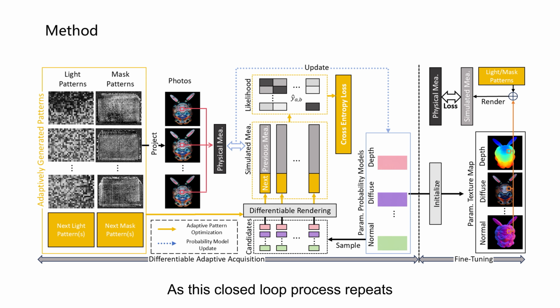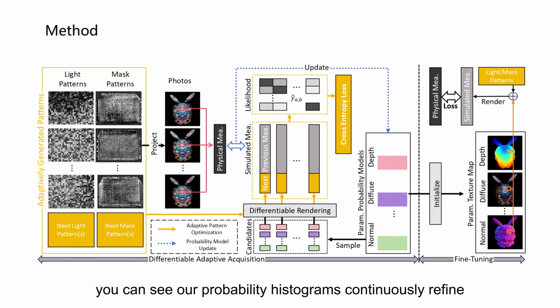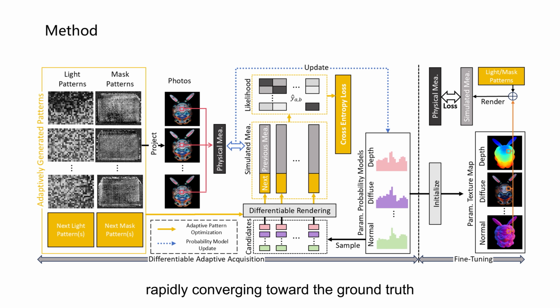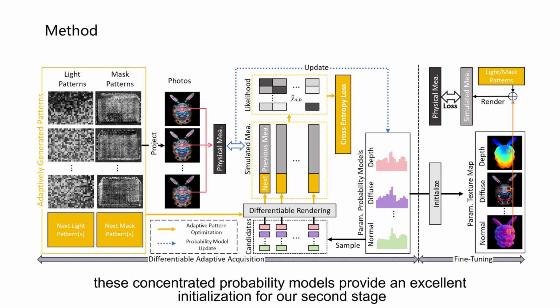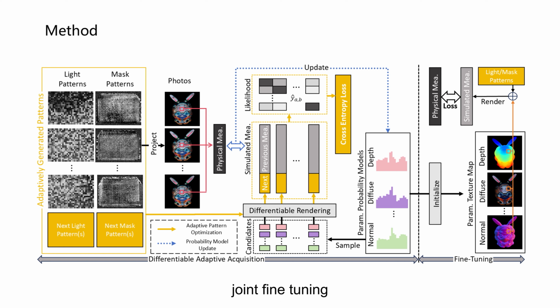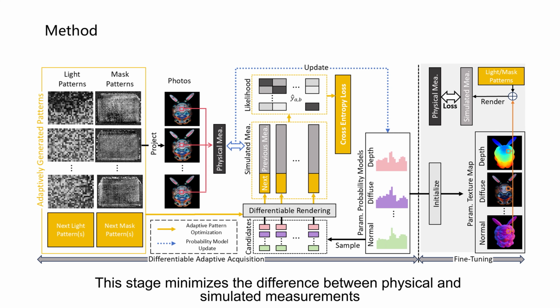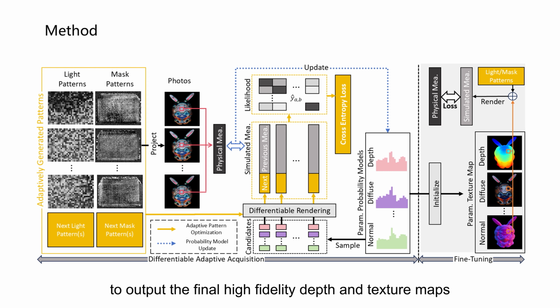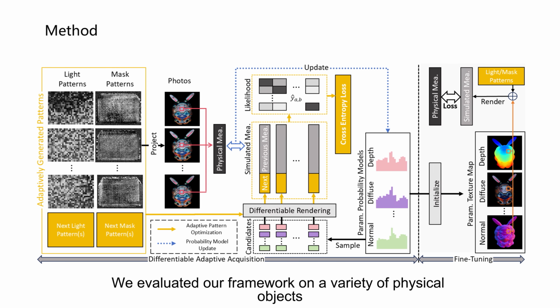We then physically project this optimized pattern, take a photograph, and use the new physical measurements to update our probability models. As this closed-loop process repeats, projecting, measuring, and updating, you can see our probability histograms continuously refine, rapidly converging toward the ground truth. Once acquisition is complete, these concentrated probability models provide an excellent initialization for our second stage, joint fine-tuning. This stage minimizes the difference between physical and simulated measurements to output the final, high-fidelity depth and texture maps.